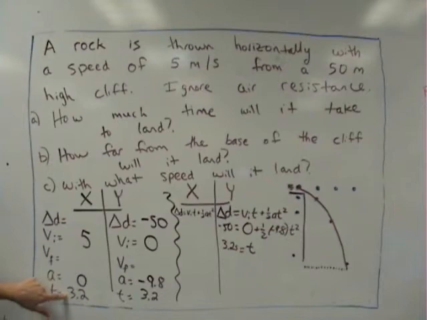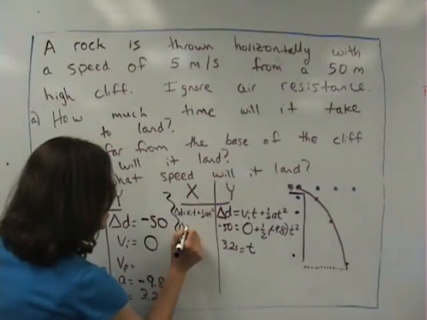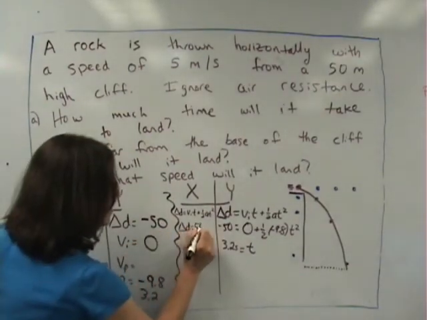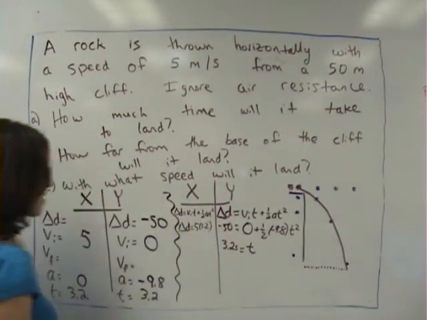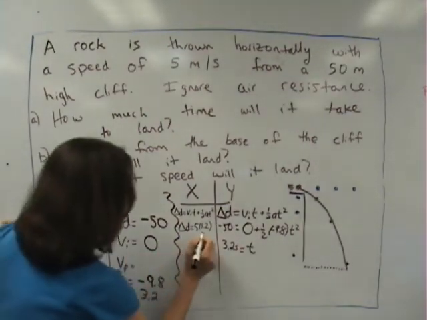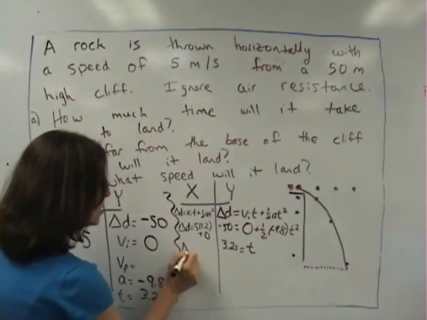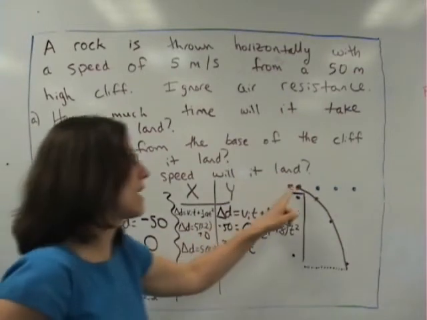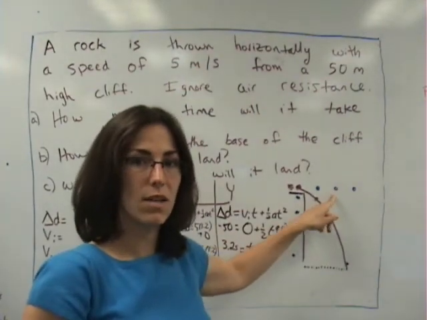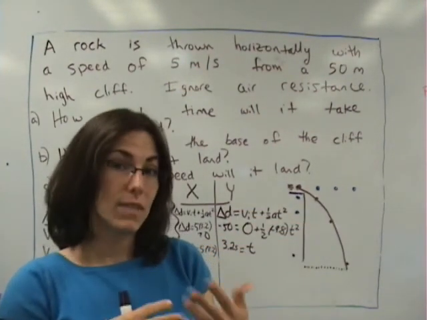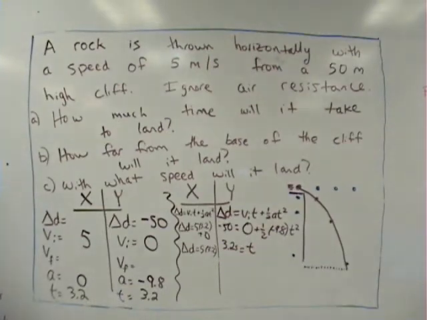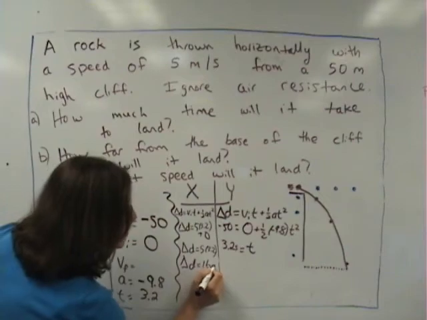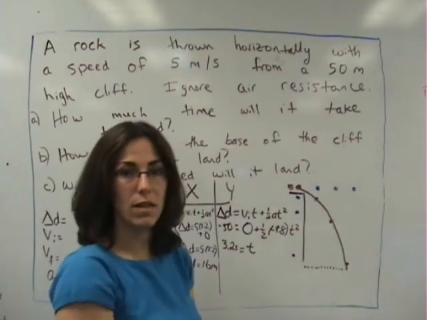And now I have another number on the x side. I've got this time. So delta d equals vi t, 5 times 3.2, plus 1/2 times 0 times t squared. Oh good, that's going to go away. So the change in position sideways is just 5 times 3.2, meaning sideways it goes 5 meters every second for a time of 3.2 seconds. So the total distance sideways that it goes is 16 meters. Meaning it's going to end up 16 meters from the base of the cliff.